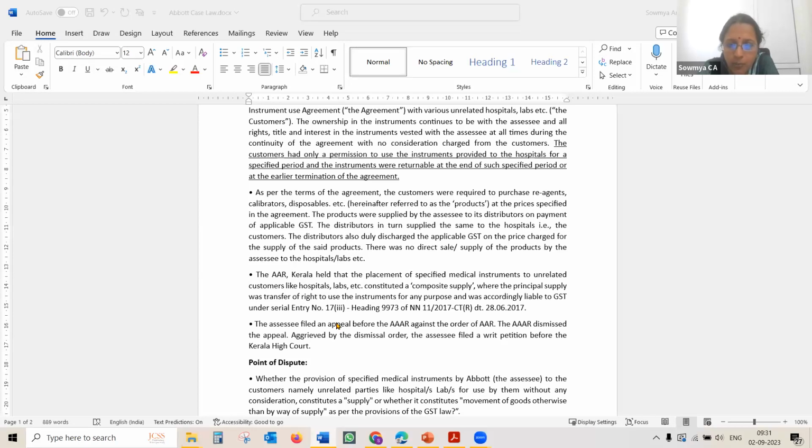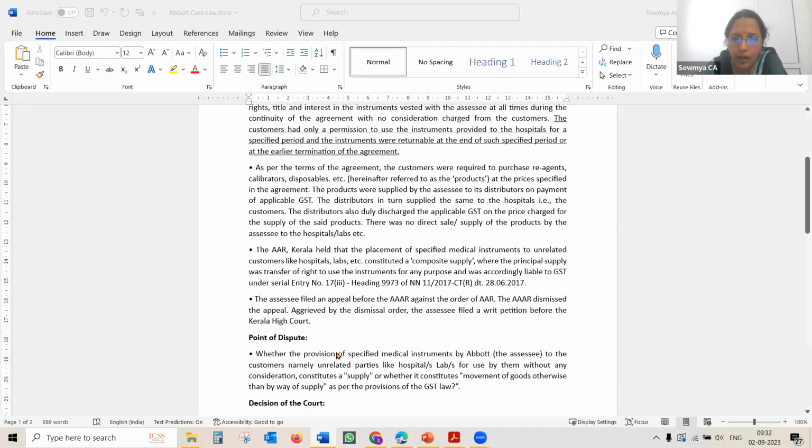and chargeable to GST. I have not covered composite supply and mixed supply, but on a high level, composite supply is where there is a principal supply and there is an attached supply to it in one transaction, and that only constitutes the composite supply. But here, though there are two different parties, the instrument is being kept by ABOT, and the consumables and all those are supplied by a distributor who is also an unrelated party. Even then, the advance ruling authority held that it is a composite supply.